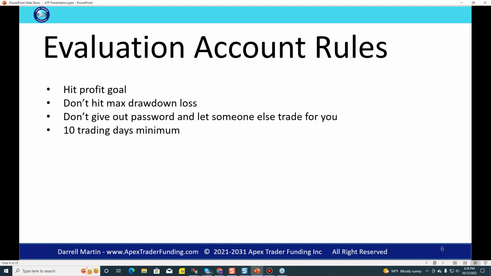And that's where we require 10 trading days minimum, okay? It doesn't matter if it takes you 10 days, 10 weeks, or 10 months to pass the evaluation, okay? We just want to see that once you've reached the profit goal, you at least traded 10 individual, separate, different trading days. Does that make sense? Not that you did it all in one push of the button and lucked out, but there was at least 10 different trading days in there.